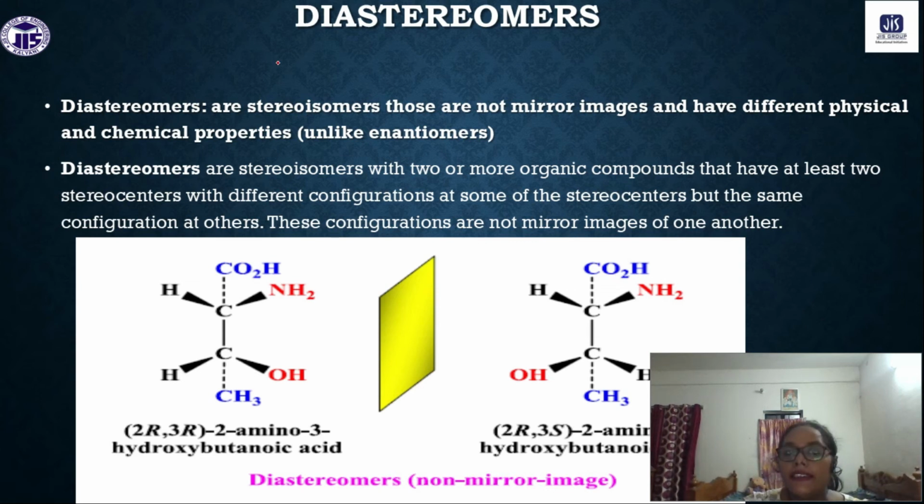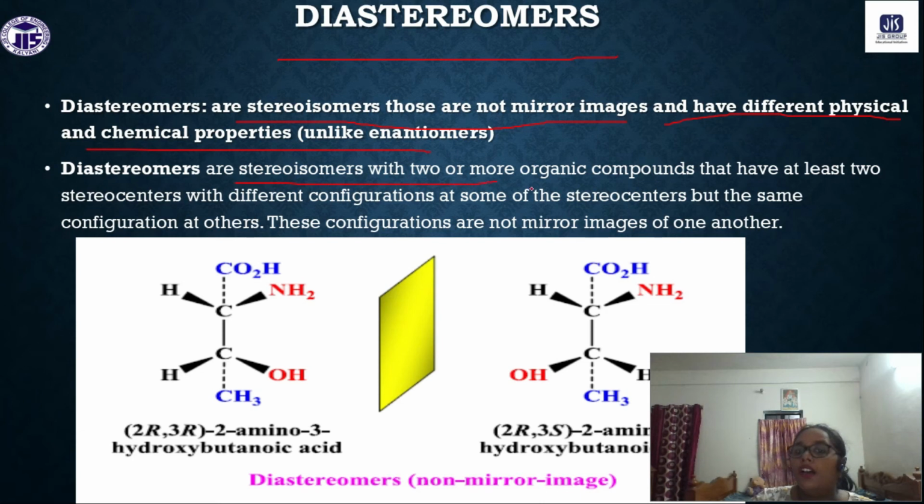Now we will discuss diastereomers. Diastereomers are defined as molecules that have no such relation at all. They may or may not be mirror images, they may be superimposable or non-superimposable, they may be optically active or optically inactive compounds. Diastereomers are stereoisomers that are not mirror images and have different physical and chemical properties.